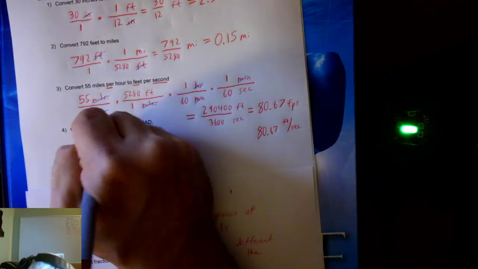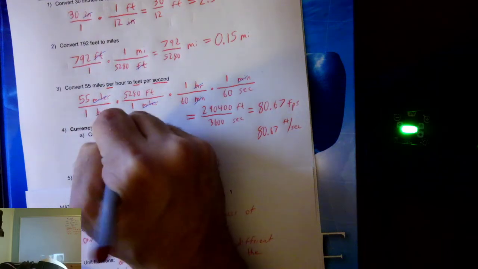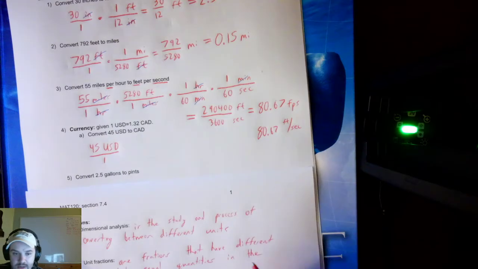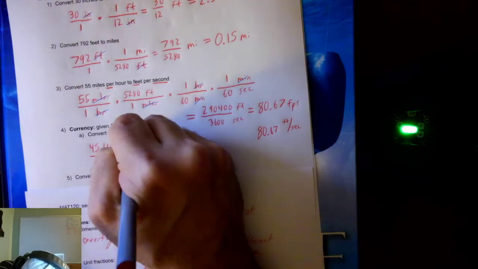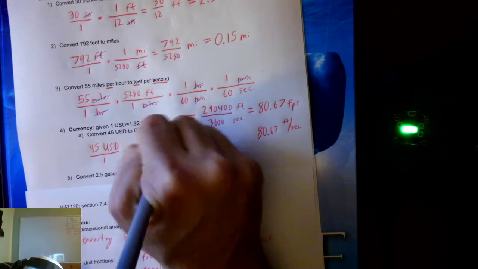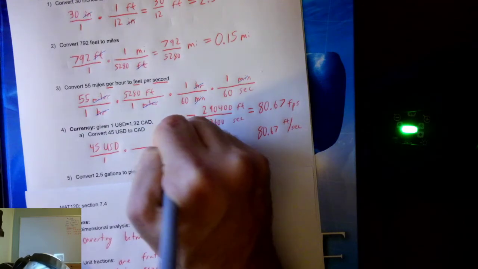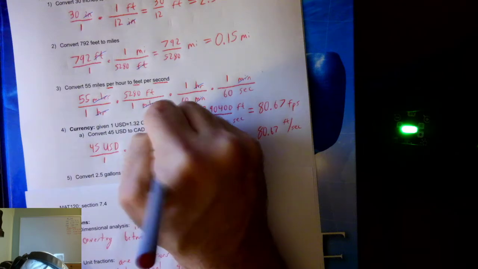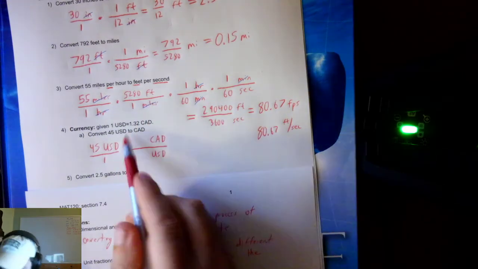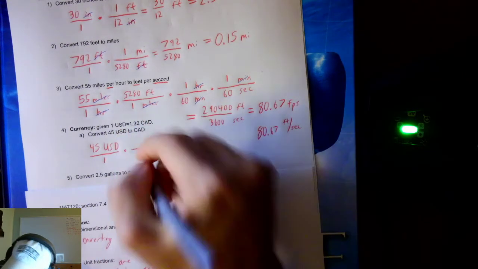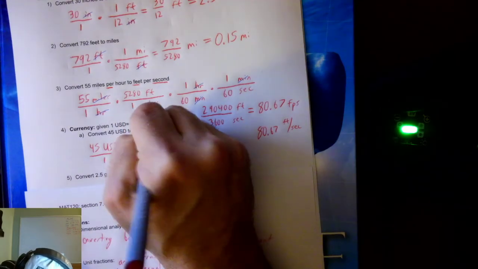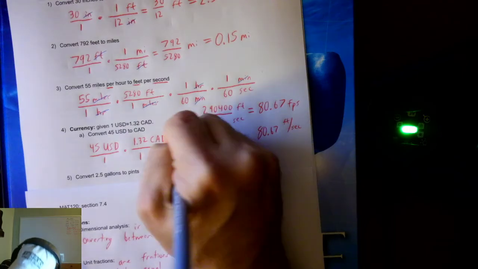All right, well, I start with $45 over 1, right? There was no unit in the bottom. And then I got to get rid of, well, let's see. In my unit fraction, I want to cancel out US dollars in the top, so I'll put it in the bottom, which means I put Canadian dollars in the top. And I use the relationship I was given. $1 is 1.32 Canadian dollars.